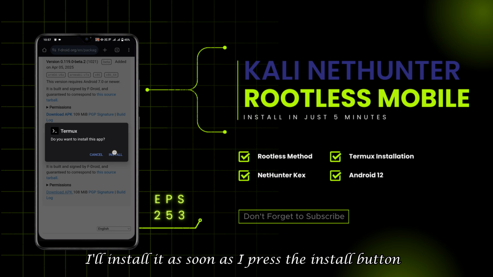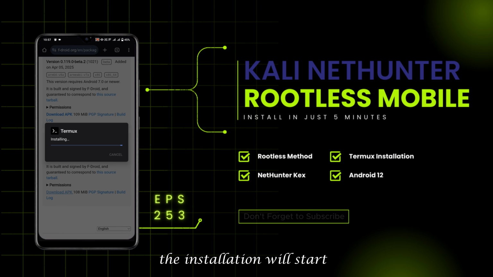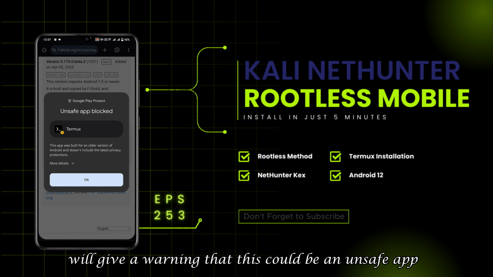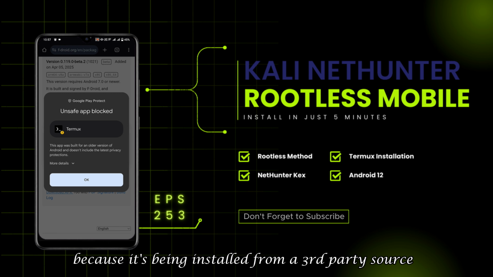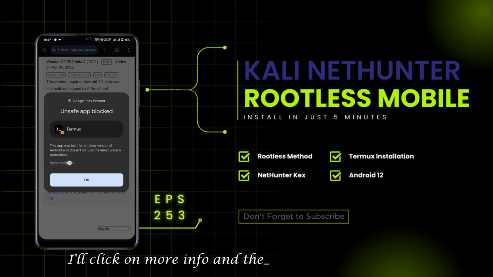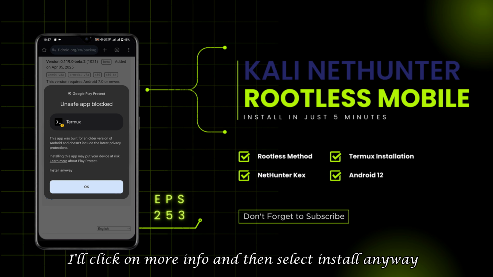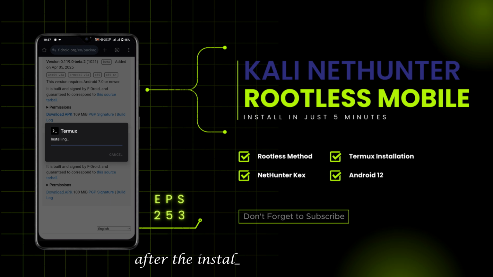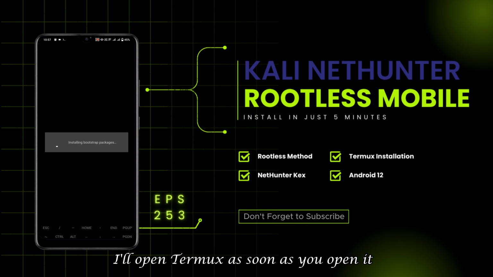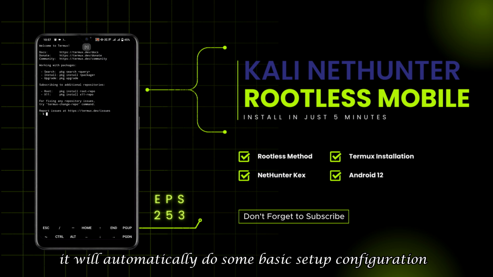As soon as I press the install button, the installation will start. But before that, Android will give a warning that this could be an unsafe app because it's being installed from a third-party source. I'll click on More Info and then select Install Anyway. After the installation is complete, I'll open Termux. As soon as you open it, it will automatically do some basic setup configuration.